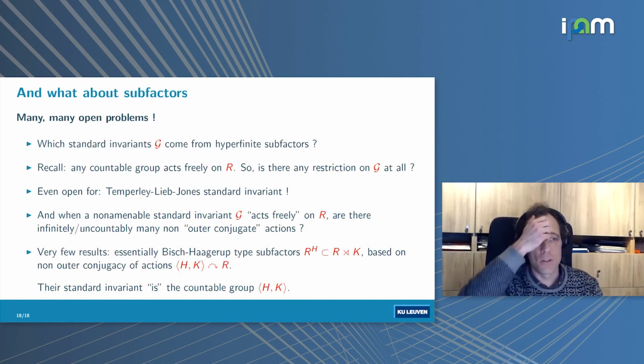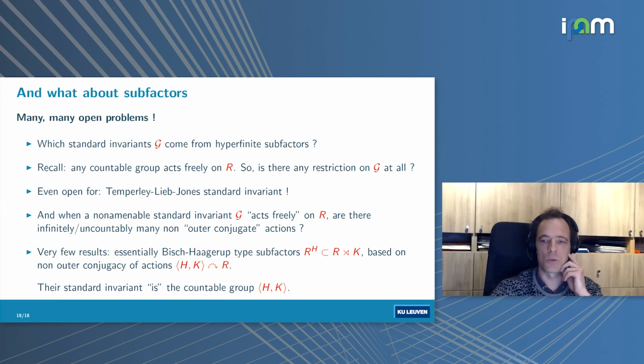Now, if you adventure beyond amenability and you go to subfactors, and hopefully this will also happen during this week, I would say that there are basically open problems. I mean, beyond amenability for subfactors, really not much is known. For instance, we don't know which non-amenable standard invariants can come from hyperfinite subfactors.